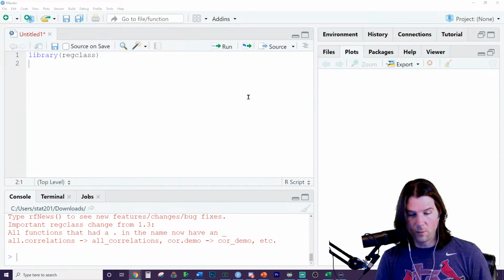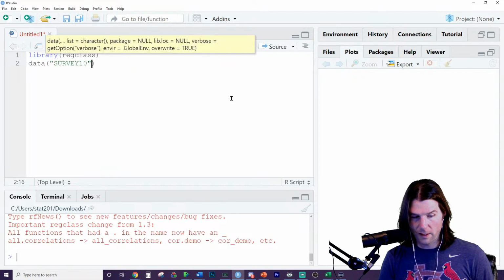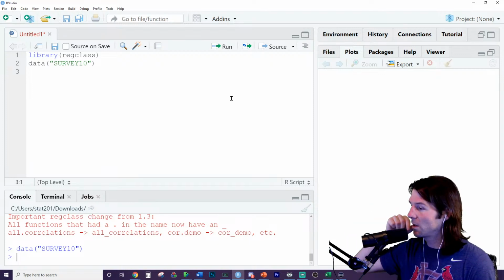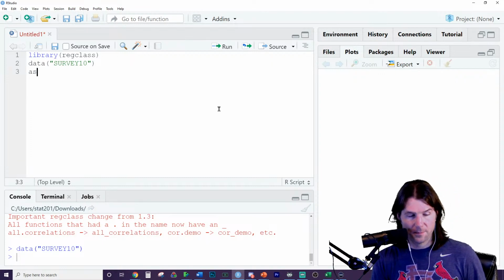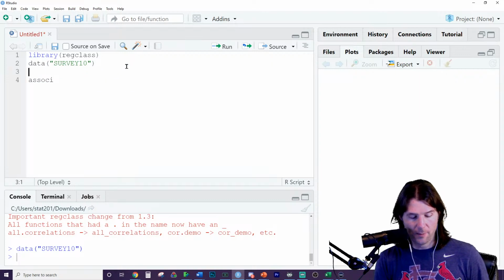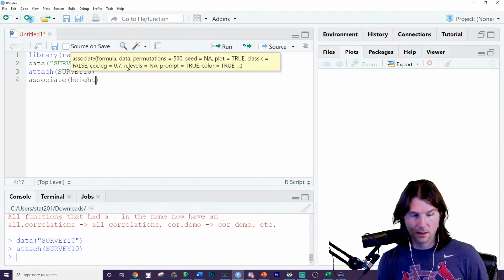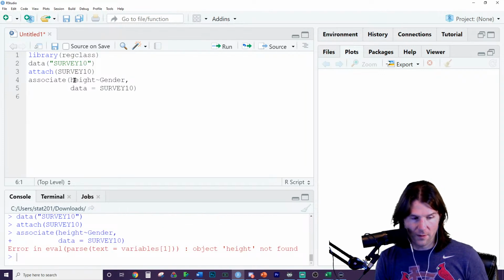Okay. So when we look at, let's go ahead and load in some data right here. Data survey 10, and that was loaded in from reg class. I think this is task 1. Would we want a higher p-value for mean or median because we want central tendency? Well, let's look at the output. I'm going to make my life easy. I'm going to go attach survey 10. And so associate function height tilde gender comma data equals survey 10, and height not found. Oh, because I can't spell.